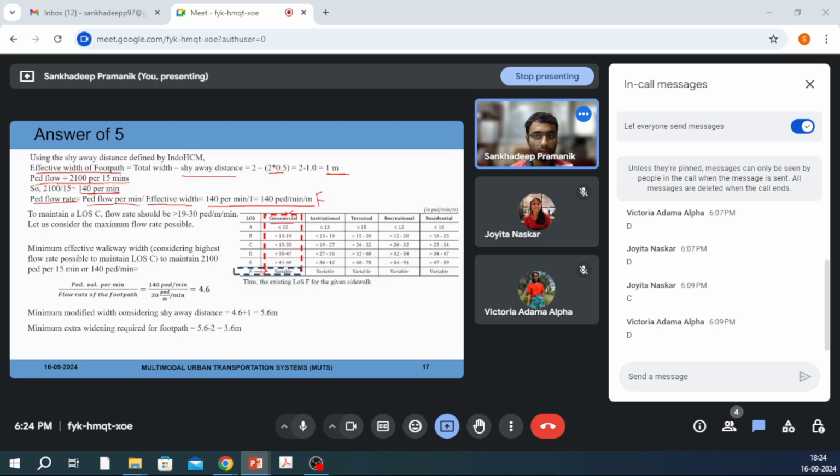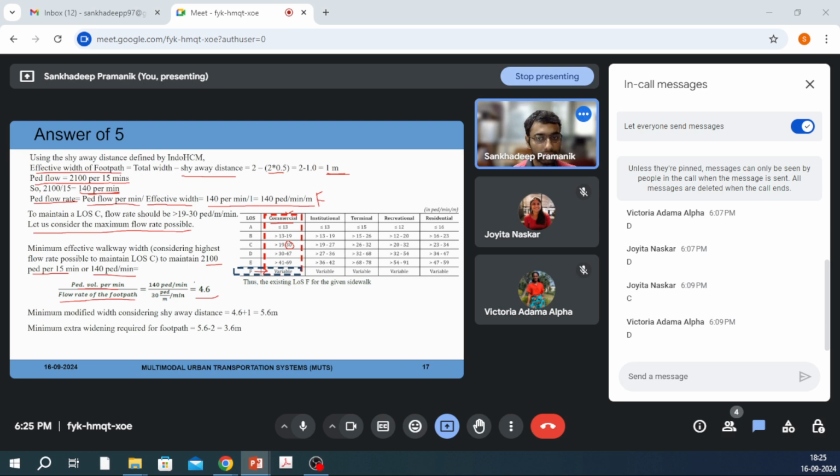Now to maintain level C, flow rate should be between 19 to 30 pedestrians per minute, and let us consider the maximum flow rate possible. So let's consider this maximum one, that is 30, and minimum effective walkway width to maintain 200 pedestrians per 15 minute, that is 140 pedestrians per minute, will be pedestrian volume per minute divided by the flow rate. So it will come as 4.6.